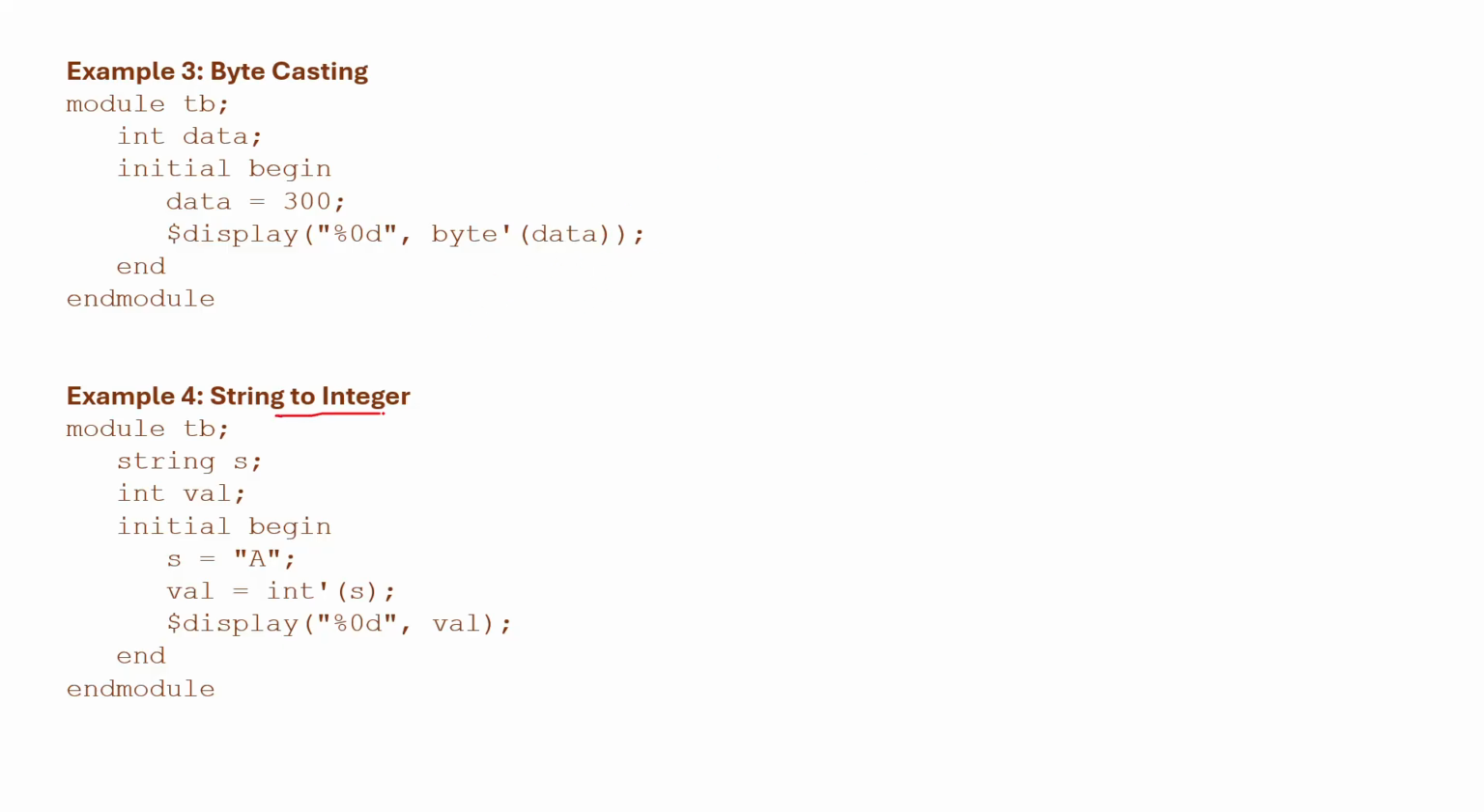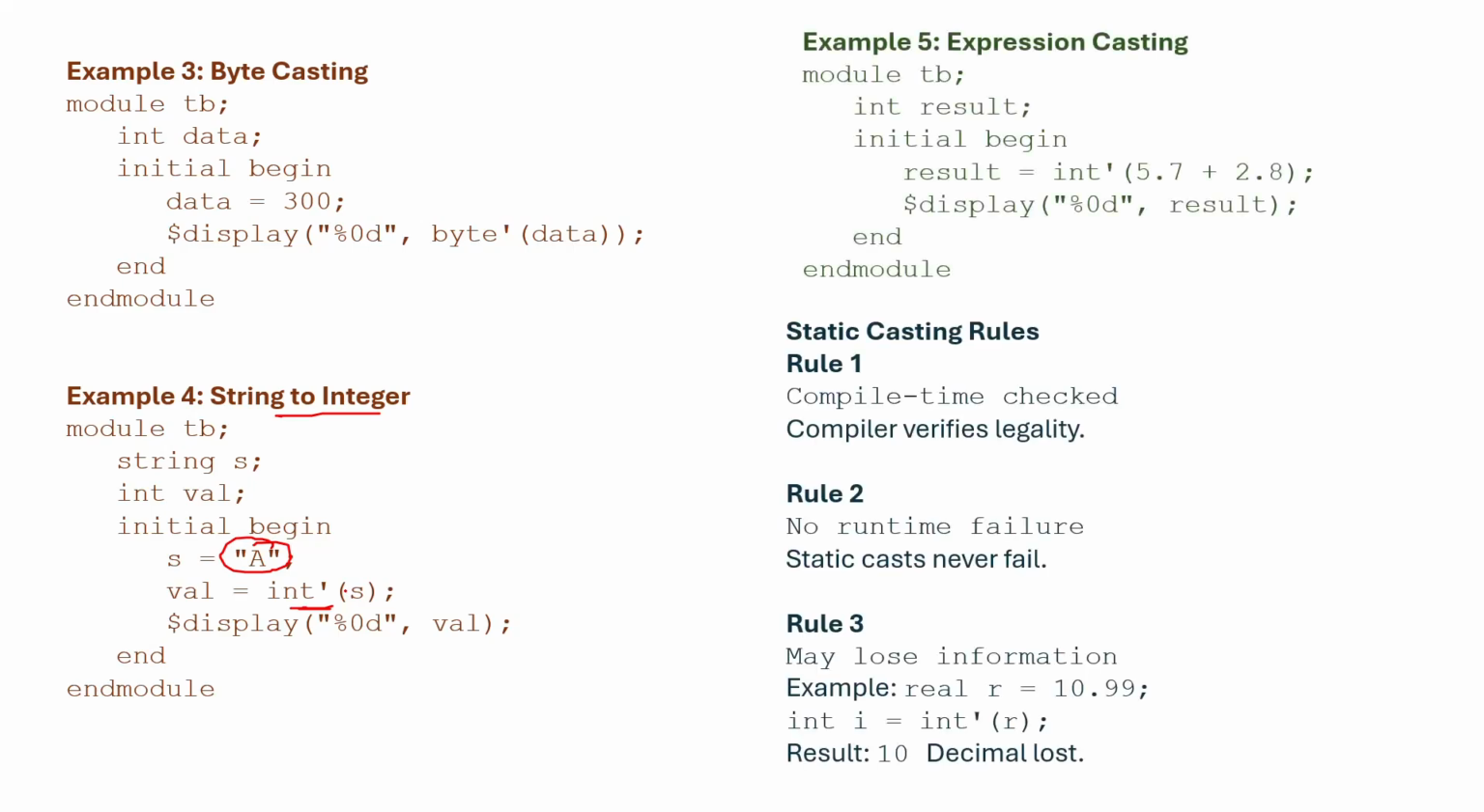And string to integer. Okay, string to integer means you are taking the name and that should be converted to integer format. Okay, then you will be getting the string integer value. So this is the type casting only.